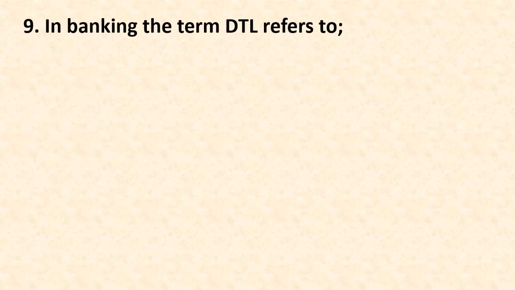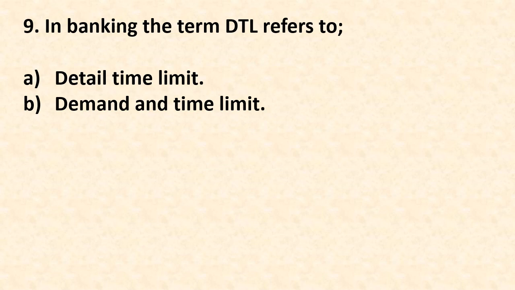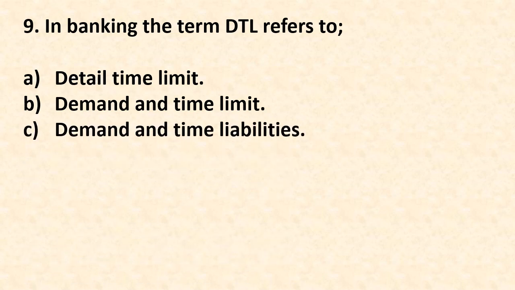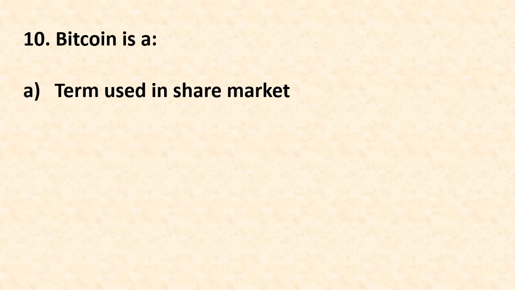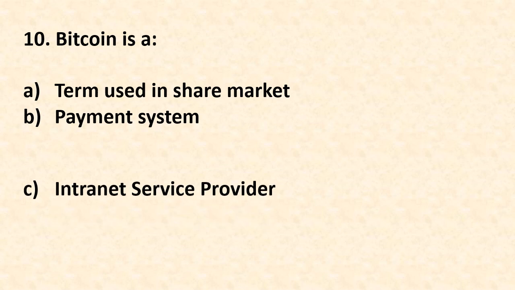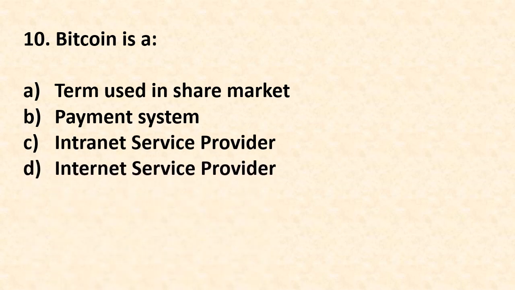Number 9. In banking, the term DTL refers to: options are detailed time limit, demand and time limit, demand and time liabilities, and all of the above. The correct answer is option C, demand and time liabilities. Number 10. Bitcoin is a: options are term used in share market, payment system, intranet service provider, and internet service provider. The correct answer is option B, payment system.